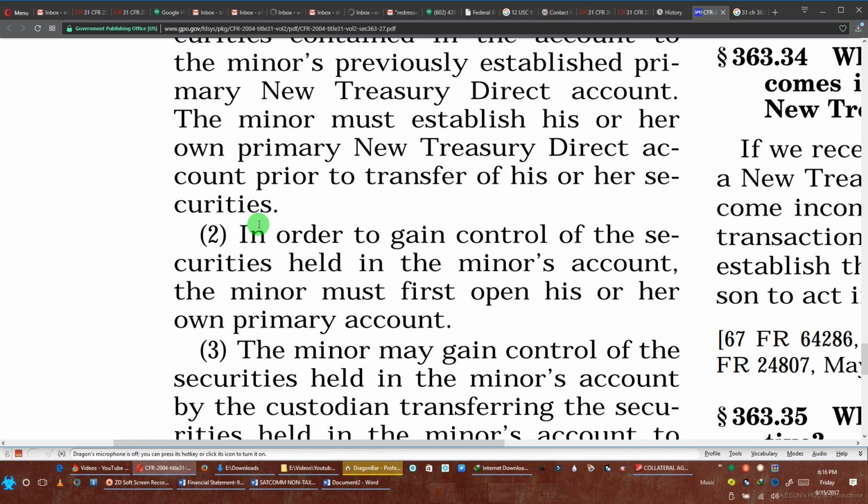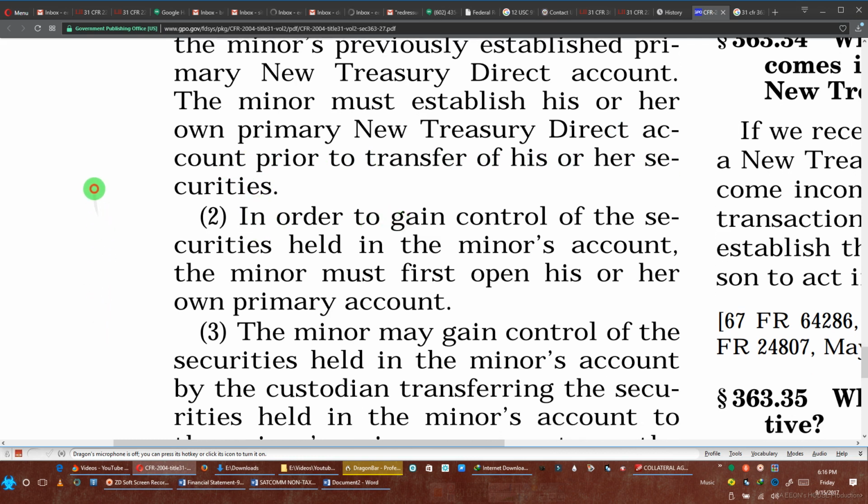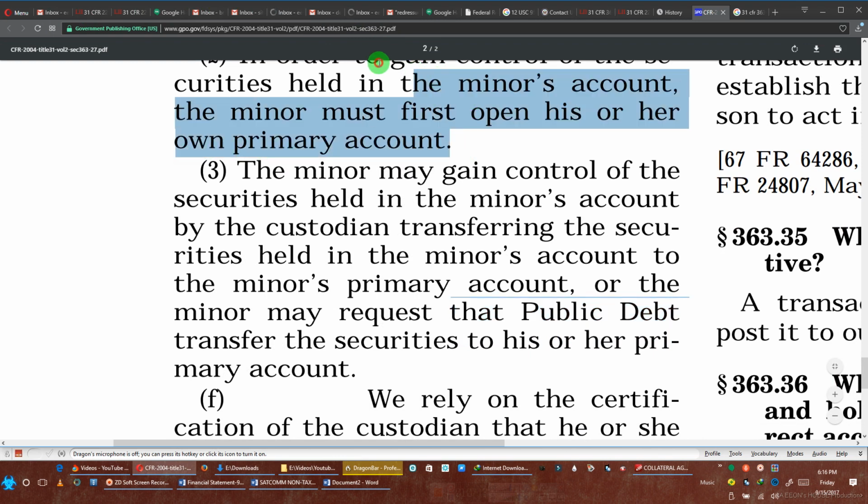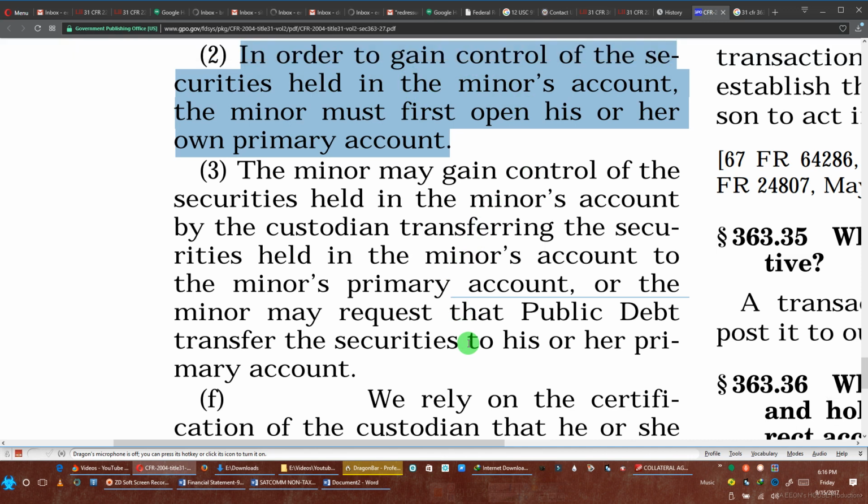I remember when you told me, in order to gain control of the securities held in a minor's account, the minor must first open his or her own primary account. Pay attention. You have to open your own account in order to gain control of the securities held in your account. Remember, a minor is someone who has not gained control of the securities in their account. So you must open up your own primary account.